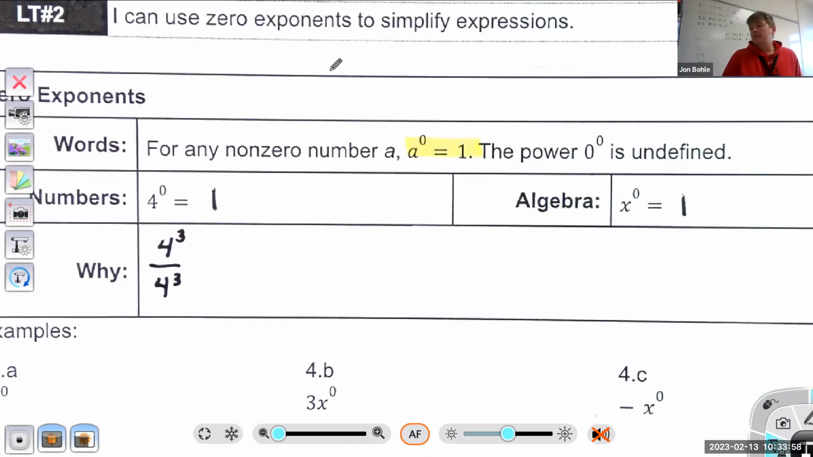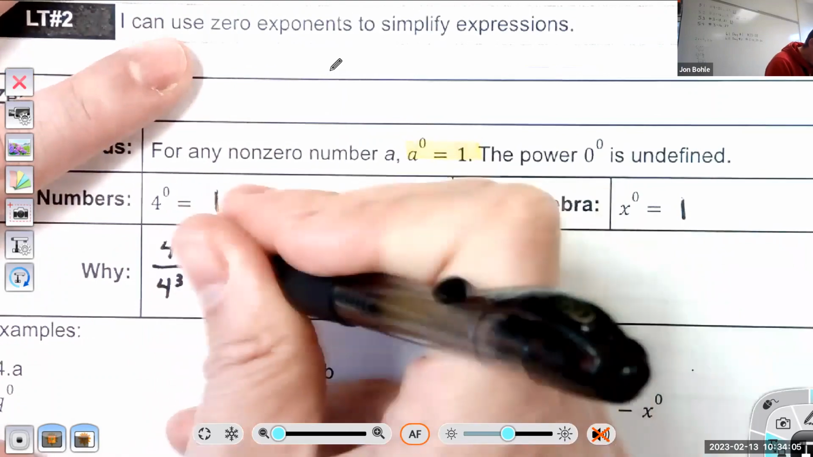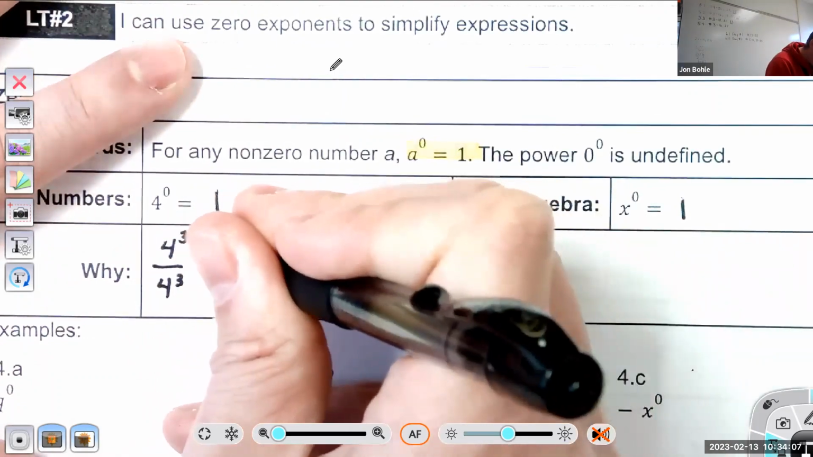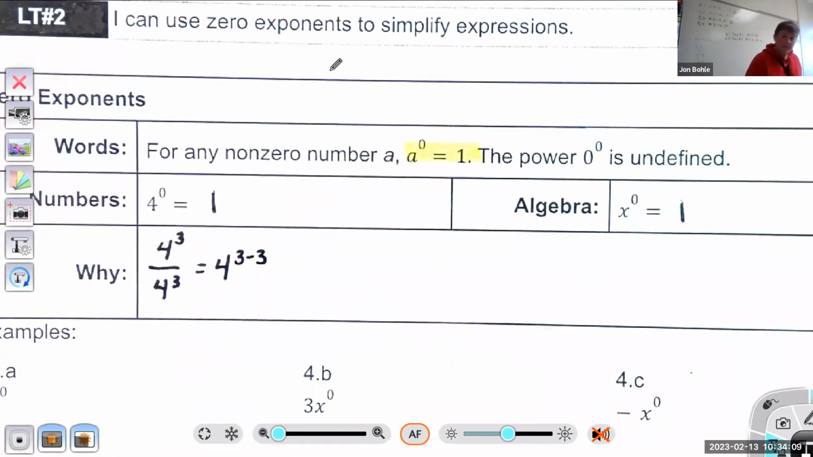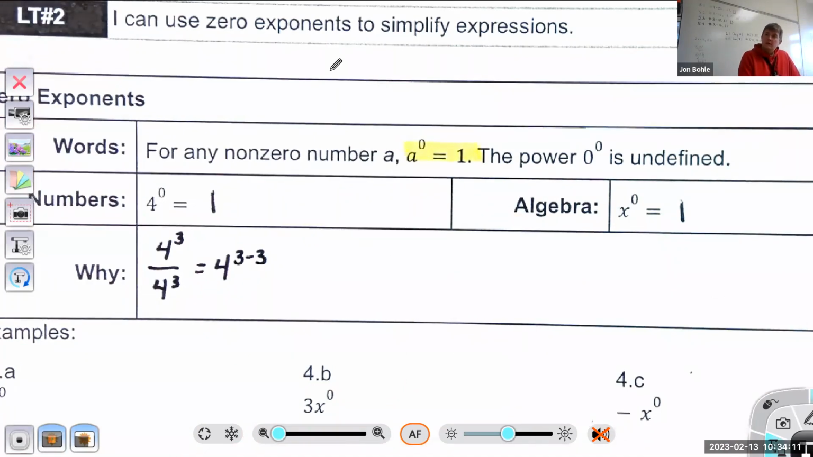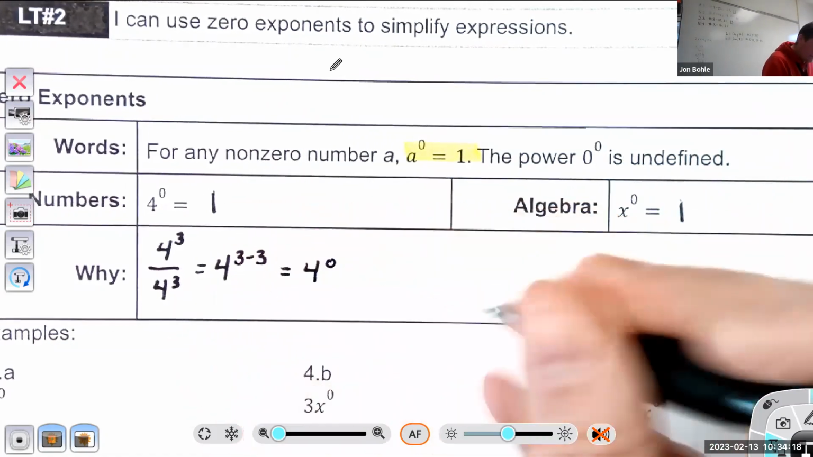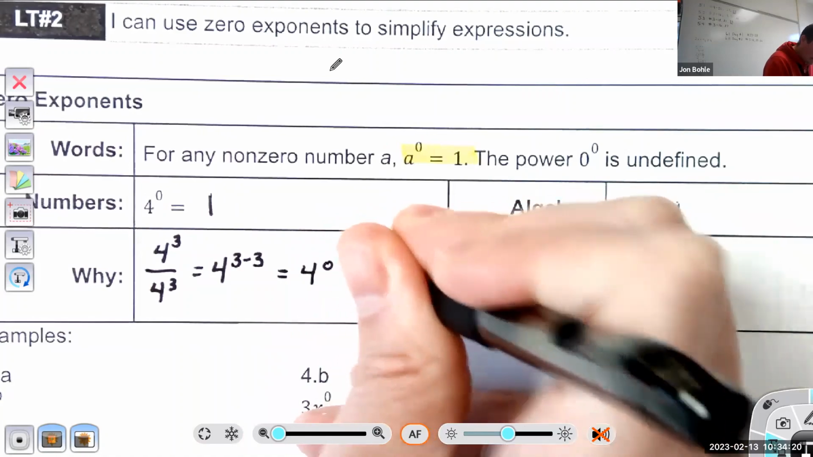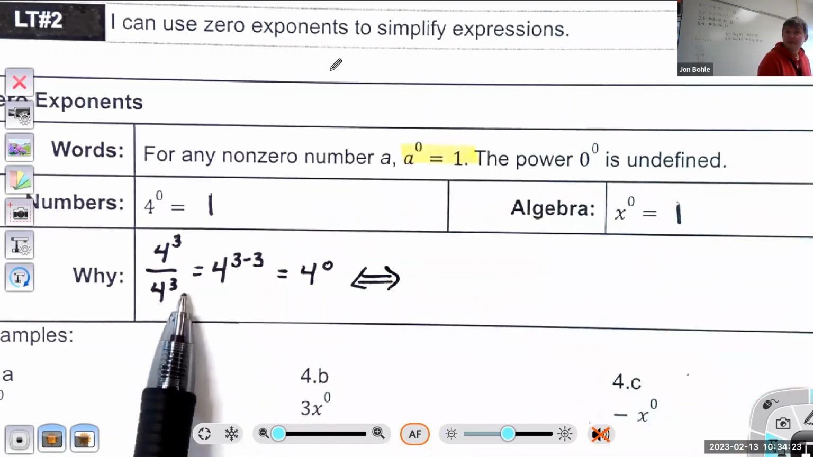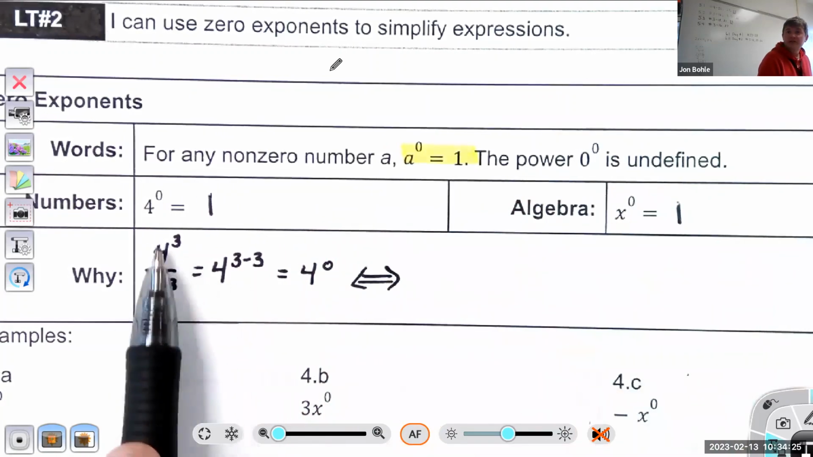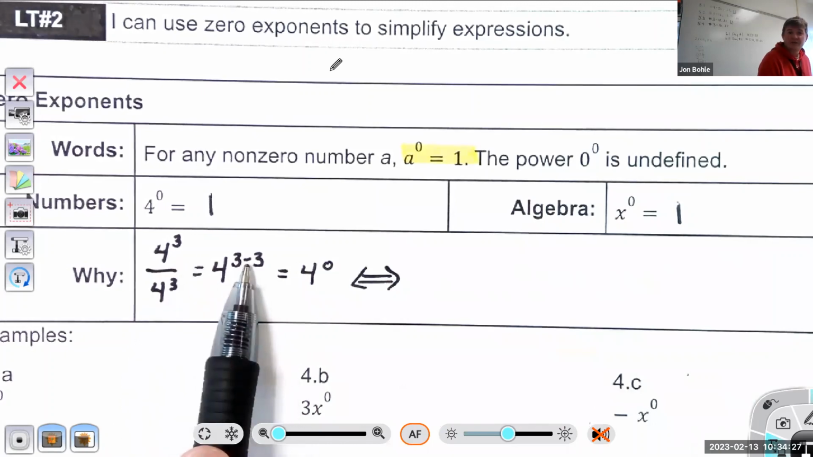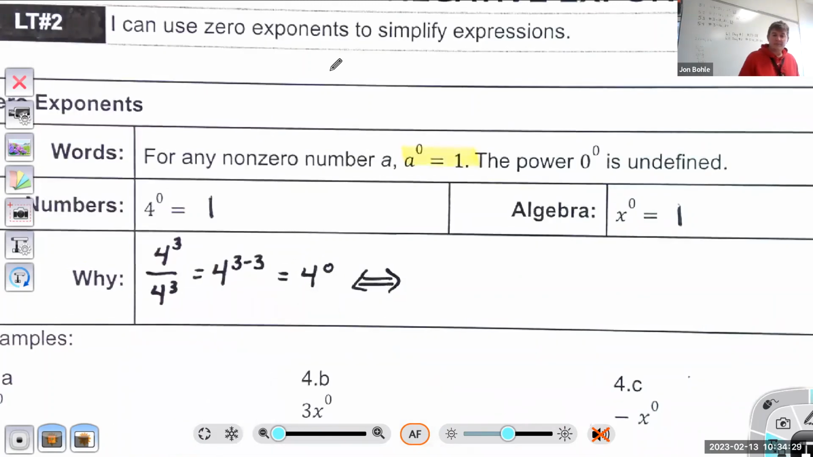I'm dividing. So what's my division rule of exponents? To subtract exponents, specifically top minus bottom. So I'm going to go 4 to the 3rd minus 3. And what is 3 minus 3? So this is 4 to the 0 power. Any questions about this? Okay, this is division. Division tells me to subtract my exponents. 3 minus 3 is 0.